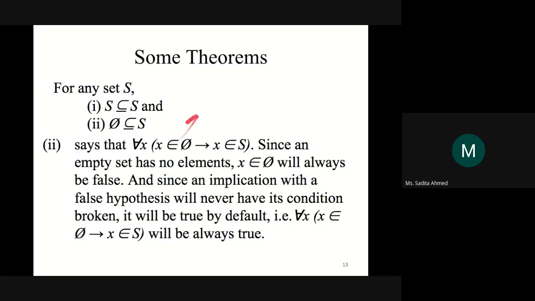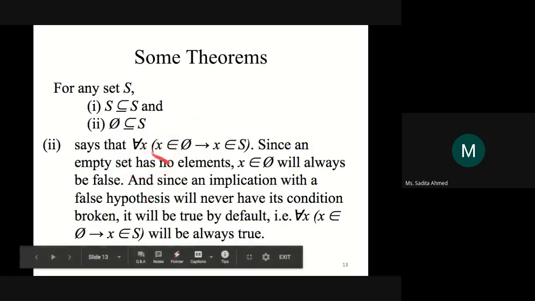Now, let's look at the hypothesis of this implication. What is the hypothesis of this implication? The hypothesis is x belongs to the empty set. Now, you guys tell me, is this possible? X belongs to the empty set. Will this ever be true? No, miss. By definition, an empty set is something that does not have any elements. So x will never belong to an empty set. The hypothesis will always be false. By definition of an empty set, this will always be false.